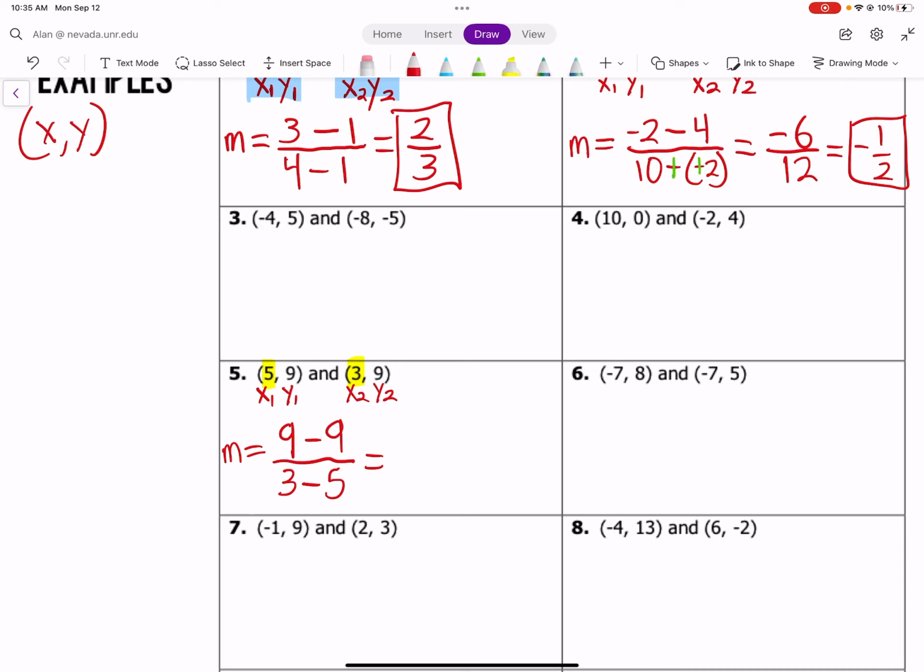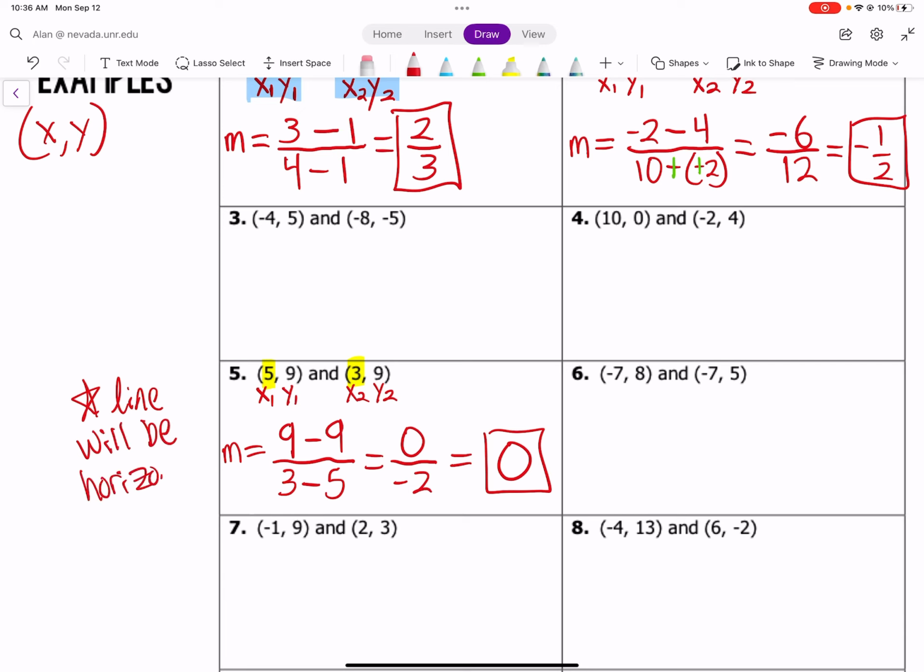So we simplify this. 9 minus 9 is 0. Over 3 minus 5 is -2. But what is 0 over -2? That gives us a slope of 0. That means our line will be horizontal. Whenever we have a slope of 0, our line will be perfectly horizontal.